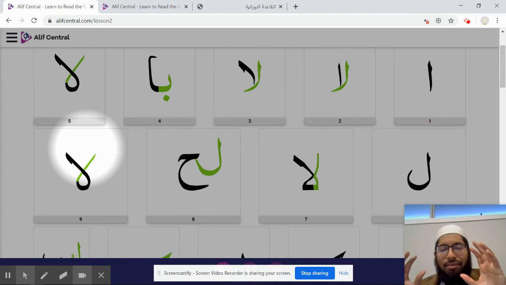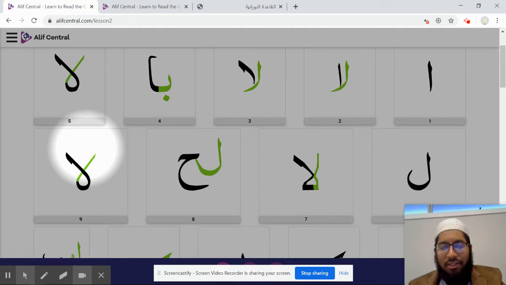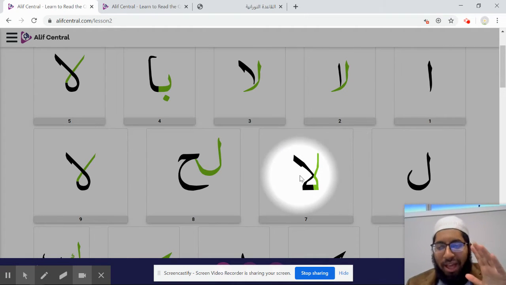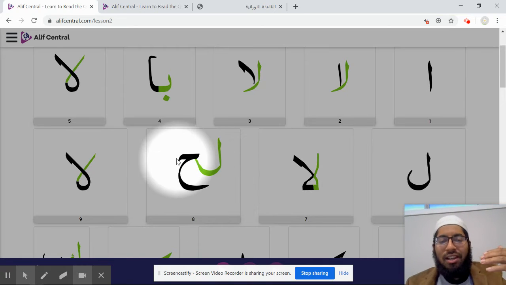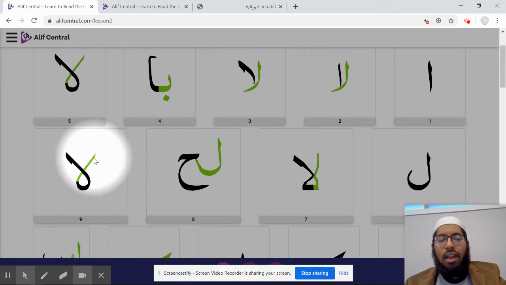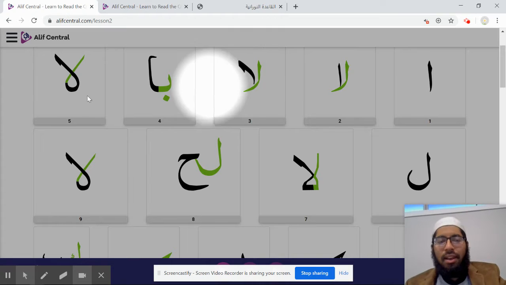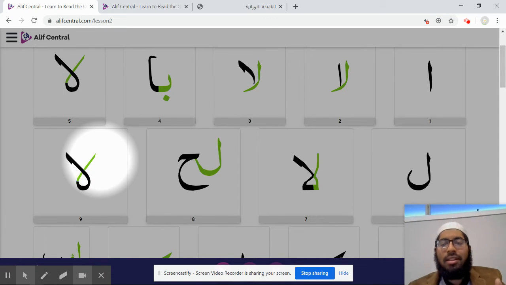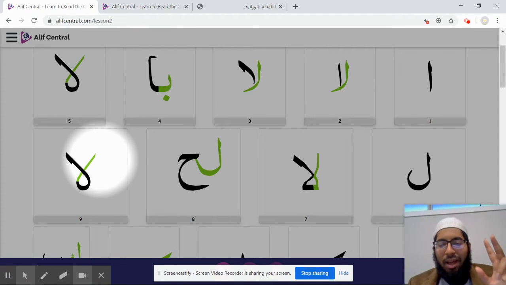The point of this lesson is for you to see the different letters in different positions, first written in different ways. So don't get panicked if you don't get it. Inshallah ta'ala, you will get it soon with subsequent lessons. Lam, ha, lam, alif. You have different ways of writing the same thing. Two sticks pointing up, lam, alif.